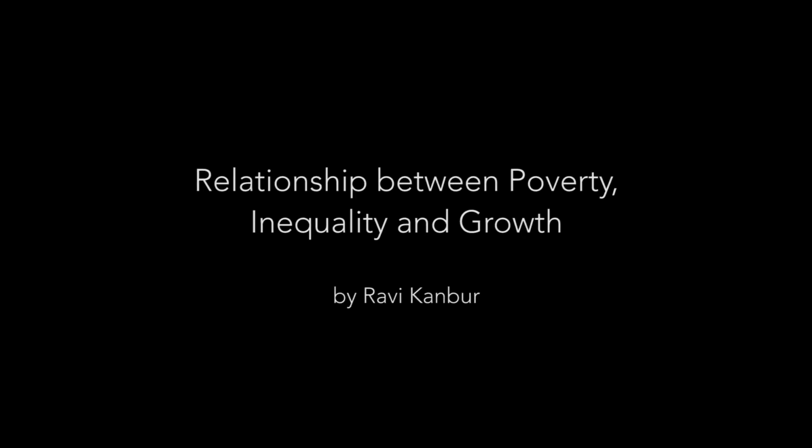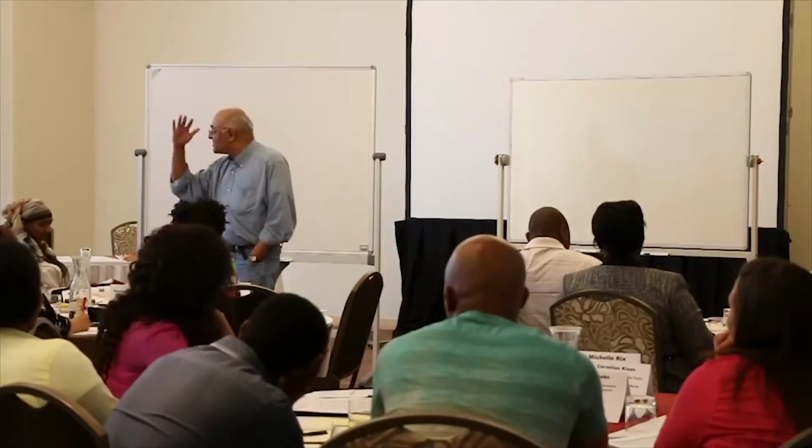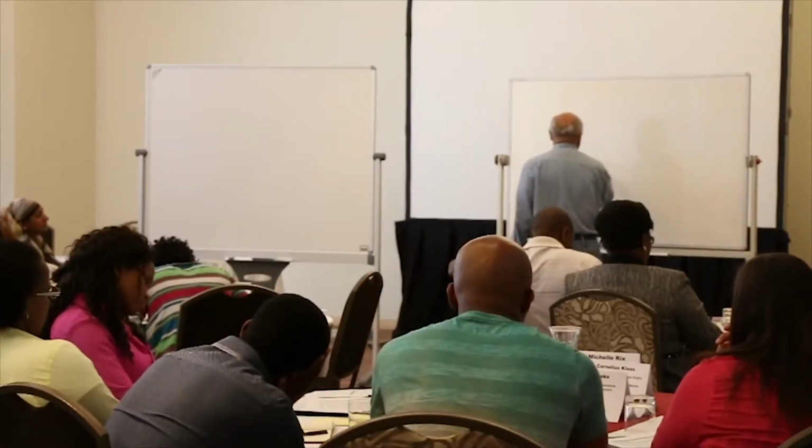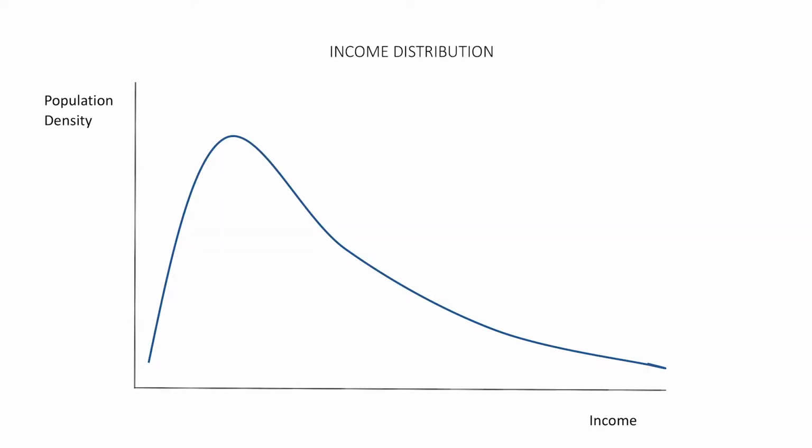We're interested in this interaction between poverty, inequality, and growth. And what we're really interested in is income distribution. How do we represent the distribution of income? You do something like that. You have income along here and the fraction of population up there.